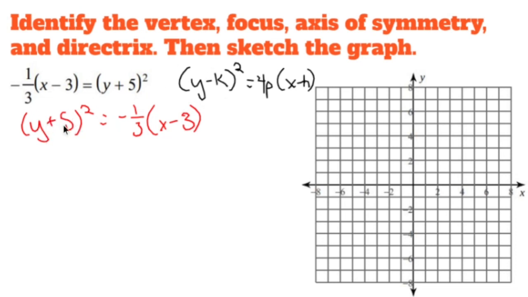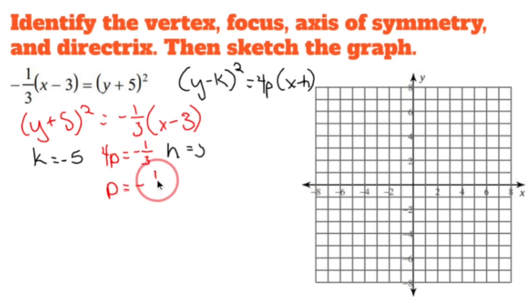y plus 5 squared, y minus k squared. Negative k is positive 5, so k is negative 5. x minus 3, x minus h. Negative h is negative 3, so h is positive 3. And if negative 1/3 is the same as 4p, then I say 4p equals negative 1/3. Divide both sides by 4, and p is negative 1/12. Now I have all the information that I need.